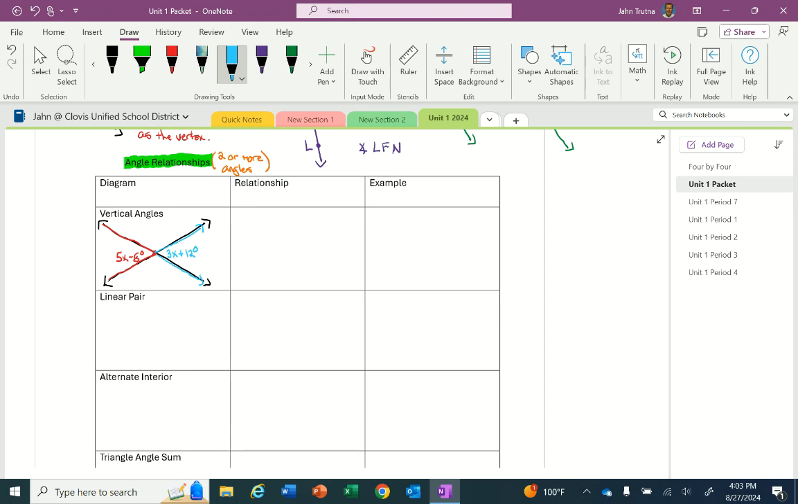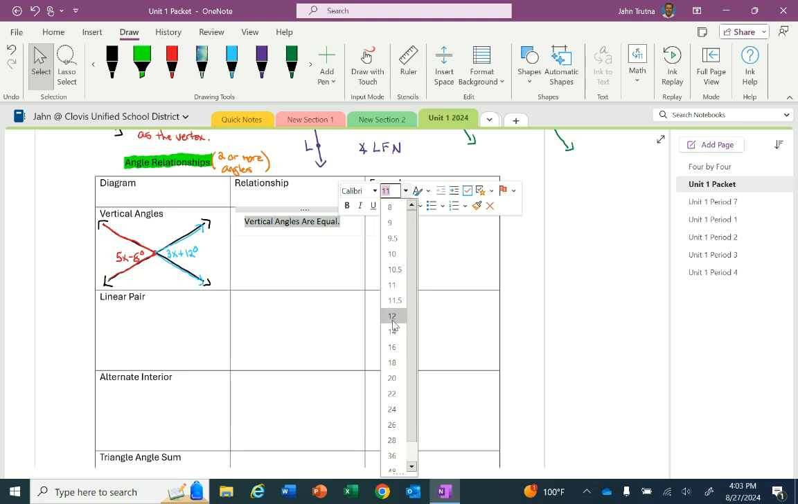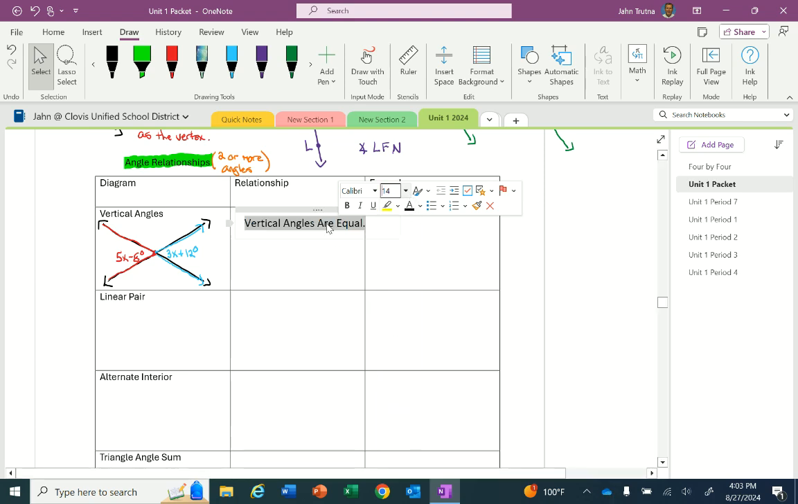Okay, and here is the relationship that is true about vertical angles. The relationship: vertical angles are equal, period. So whenever you see a relationship of two angles that would be classified as being vertical angles, the relationship of those two angles is that the vertical angles are equal.